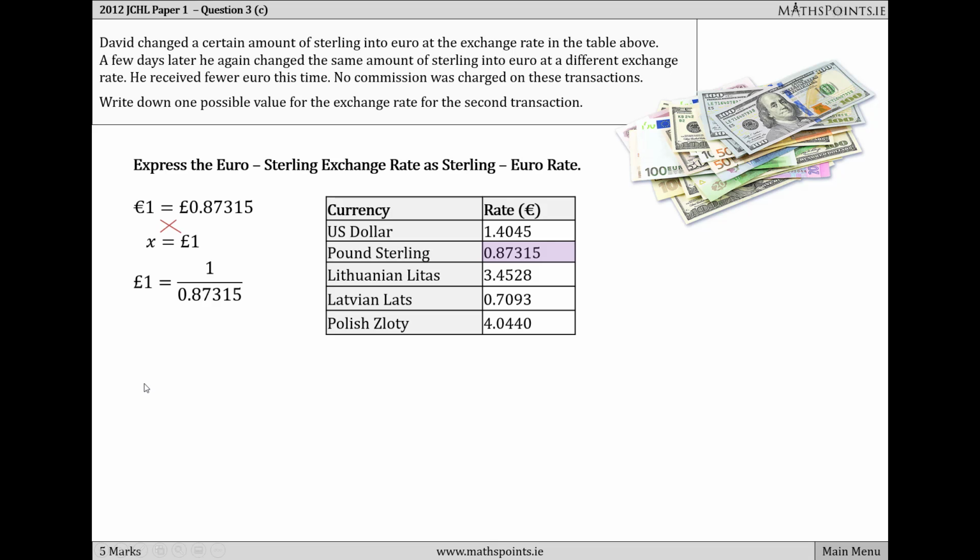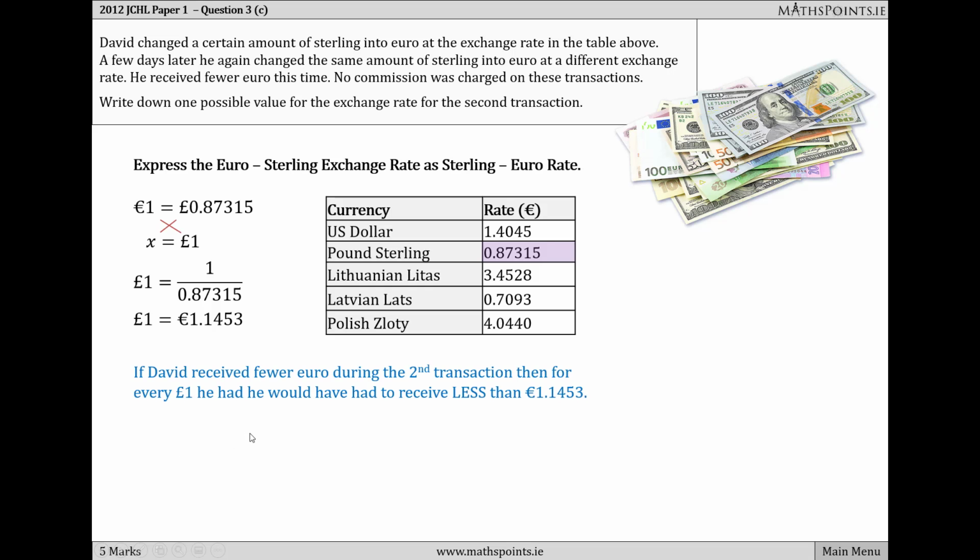And we tidy this up and we get that 1 pound is equal to 1.1453 euros. So this is the sterling-euro rate equivalent to the euro-sterling rate that's in our table. 1 pound converts into 1.1453 euros. So when David changed money the first time, for every pound sterling that he converted, he got 1.1453 euros. Well, in the second transaction, he received fewer euros. So for every pound, he would have had to receive an amount that was less than 1.1453.